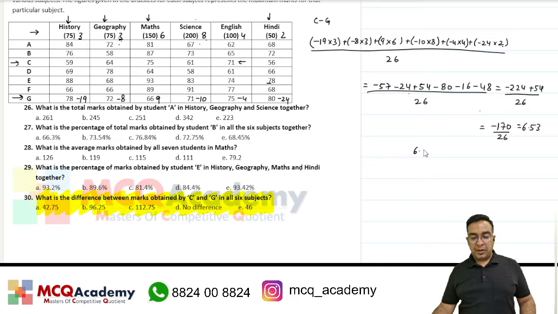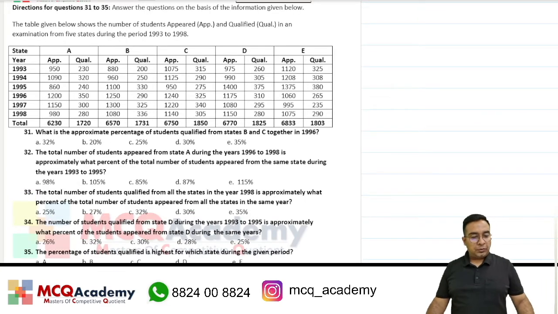So 6.53% of the total of maximum marks, which is equal to 650. हमने पिछले क्वेश्चंस के अंदर भी ये किया. This is equal to 42 point something, and therefore we will mark option number A as the answer to this question. Question number 31 to 35.